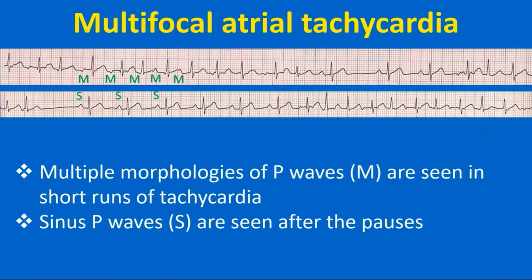This ECG shows multiple morphologies of P waves marked M seen in short runs of tachycardia. This is characteristic of multifocal atrial tachycardia. Sinus P waves marked S are seen after the pauses.